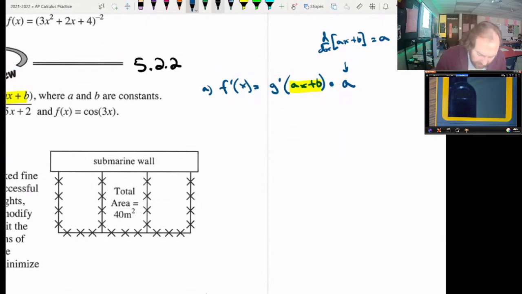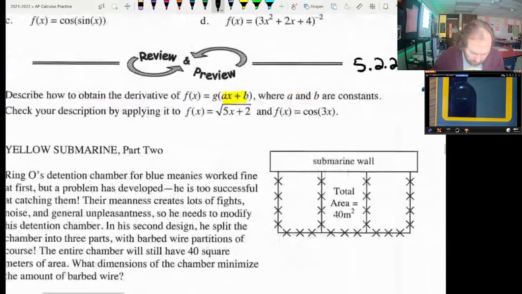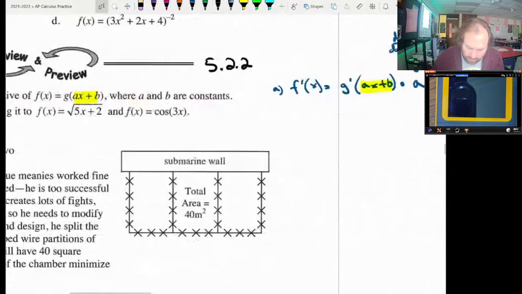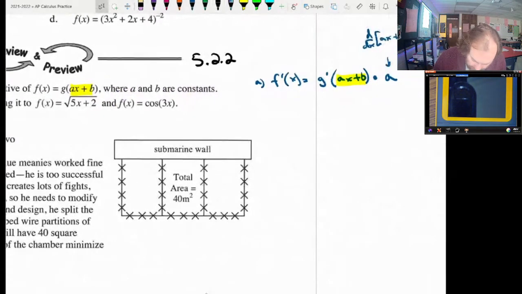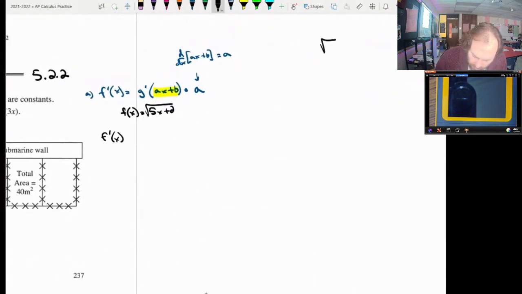Now we're supposed to test this hypothesis. Check your description by applying it to that function right there. Oh, we got two separate cases here. So let's try f of x equals the square root of 5x plus 2. When it comes to the derivative, the first thing to think about is square root. Square root is one of those you should just memorize. If you have the square root of some function u, the derivative of that is 1 over 2 times the square root of u.